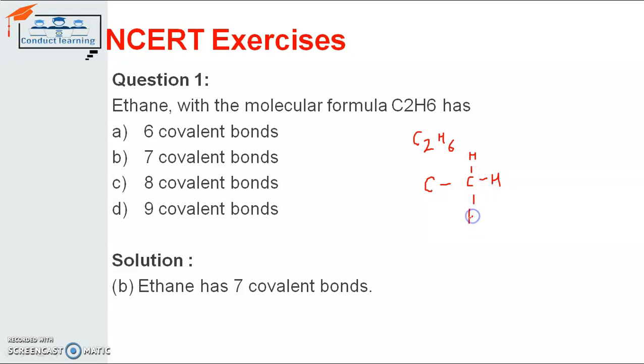So we can calculate the number of bonds by drawing its structure. This particular line defines the bond. We have to count the number of lines to find the number of covalent bonds in the formula of ethane. So this is the first bond, this is the second, third, fourth, fifth, sixth, and this is the seventh bond. So there are 7 covalent bonds in this carbon compound. So the answer is B.